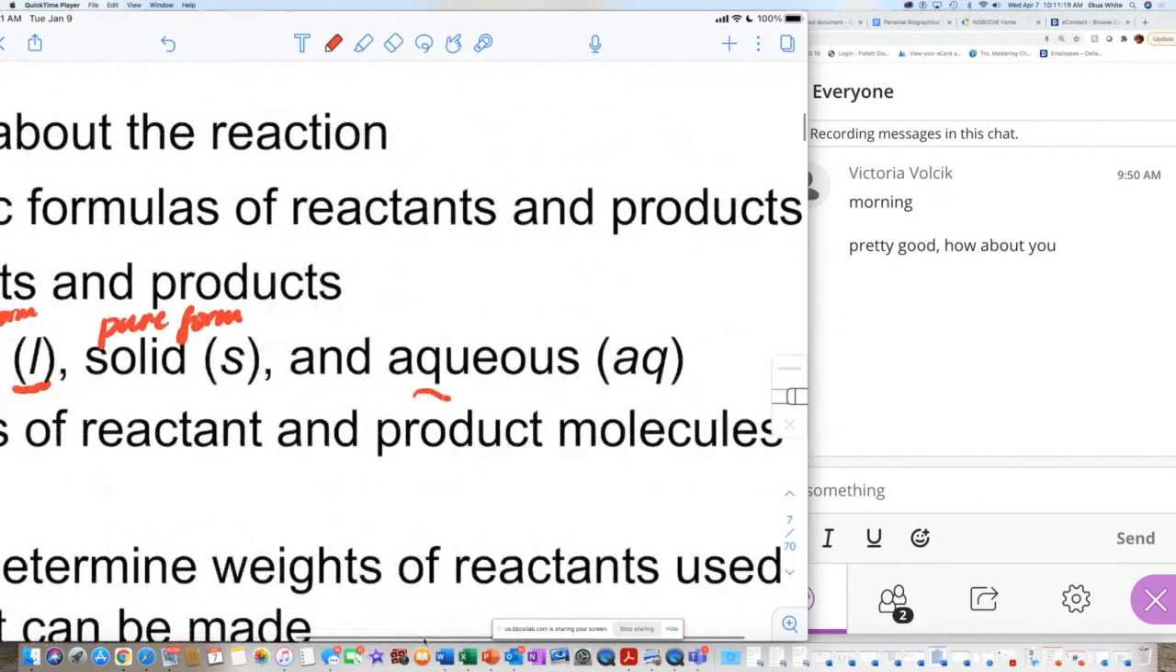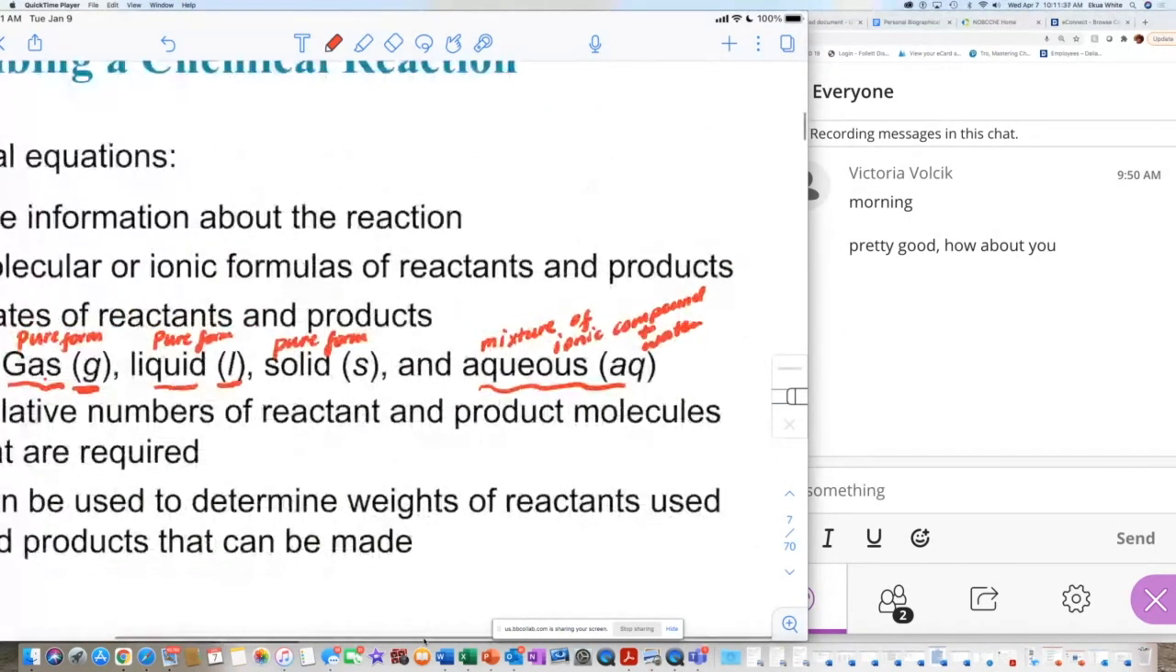Now, once they say aqueous, that is usually a mixture. Aqueous is normally a mixture of ionic compound and water. So gas is pure, liquid is pure, solid is pure, and then you have aqueous. Because I've had students in the past, in the face-to-face class, from very good schools, four-year colleges, asking me, what is the difference between liquid and aqueous? That's a very good question.